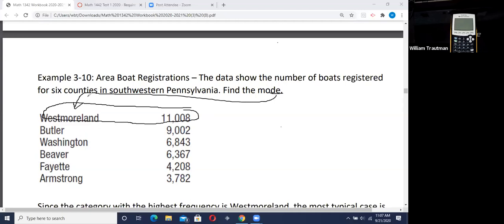6 counties in southern Pennsylvania. Westmoreland is the modal class or the mode because it occurs the most often. There are more boats in Westmoreland than any other place.